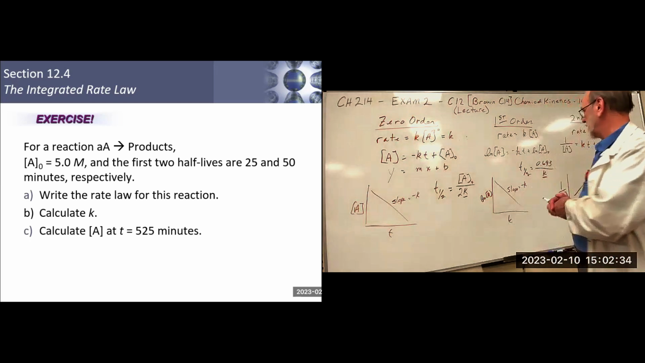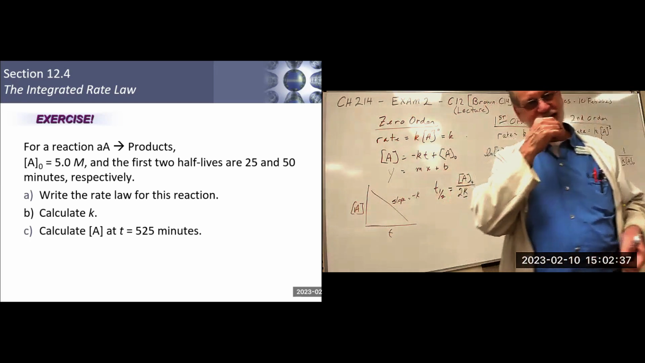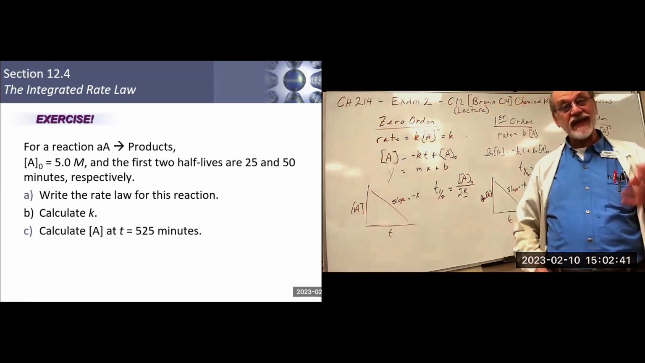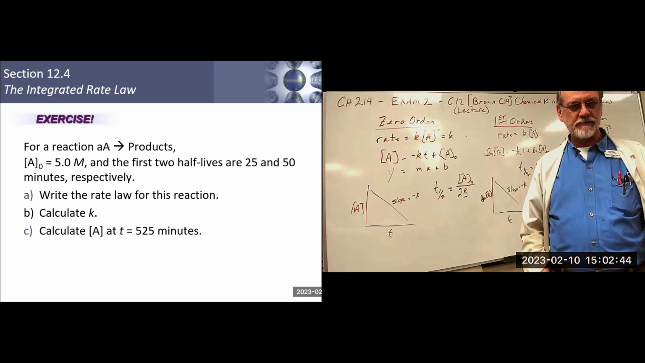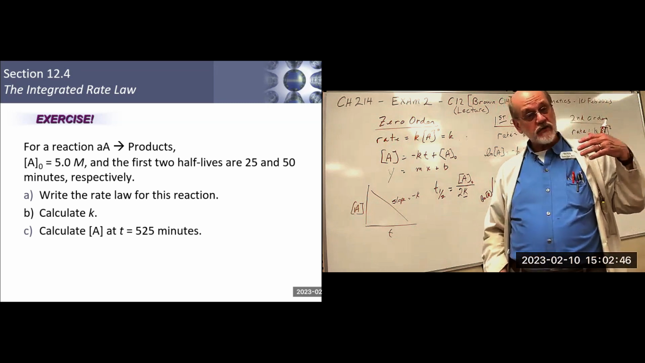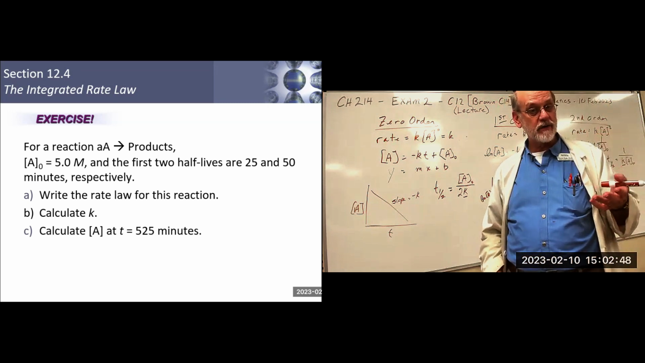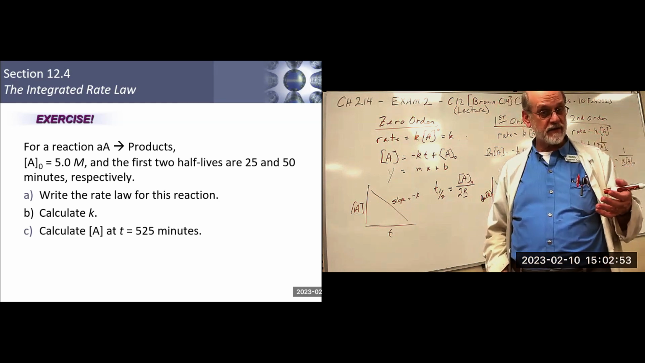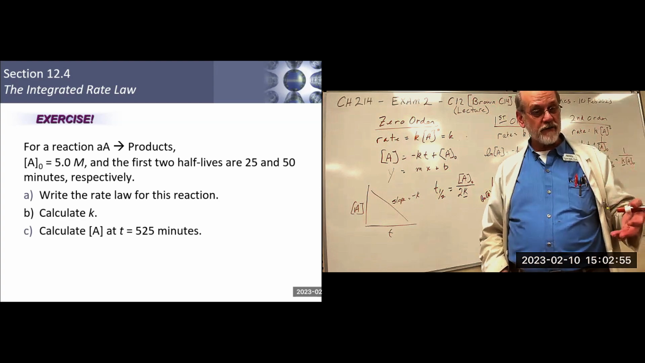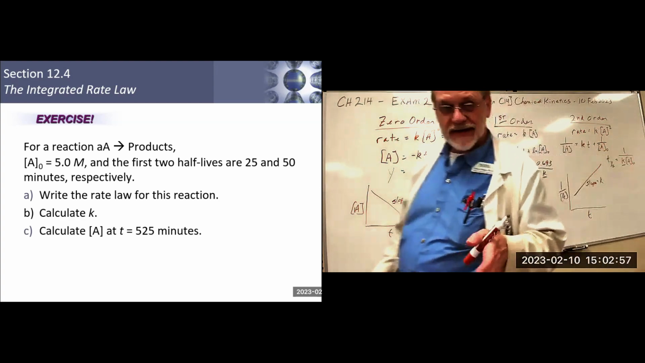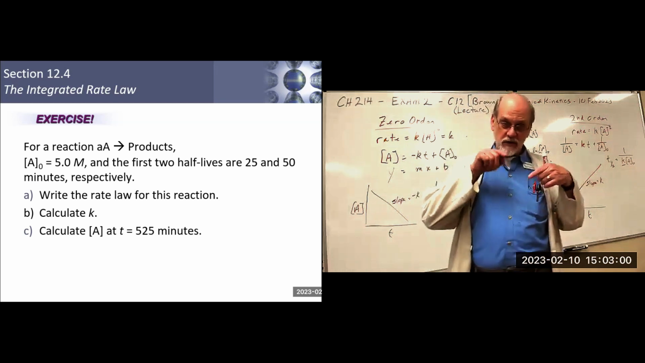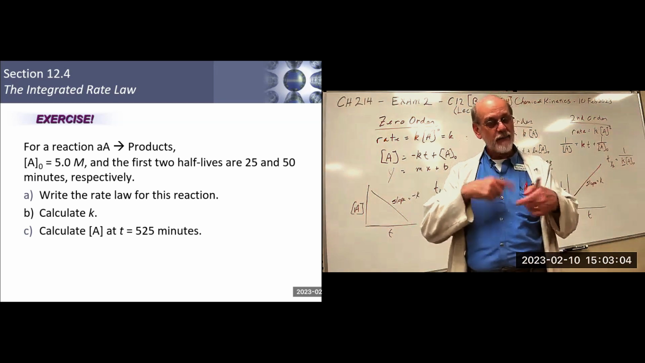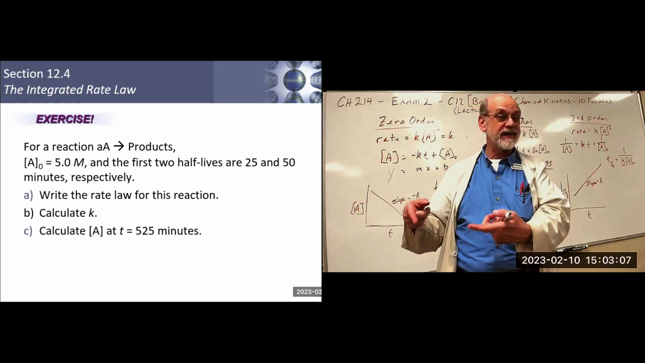Okay, I'm going to leave that there unless I need the space. For this reaction, we have the coefficient of A times big A yields some products. And if we say that the initial concentration of A is 5 molar, and the first two half-lives are 25 and 50 minutes, then we want to write the rate law for this reaction and calculate K, and then determine how much is left over once we determine what the rate law is, how much is left over after 525 minutes.